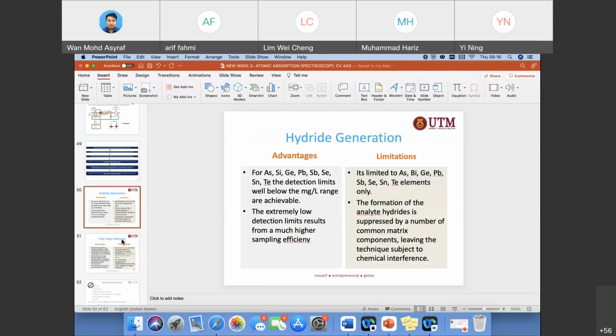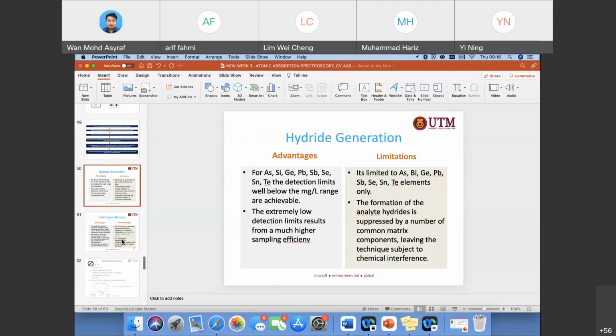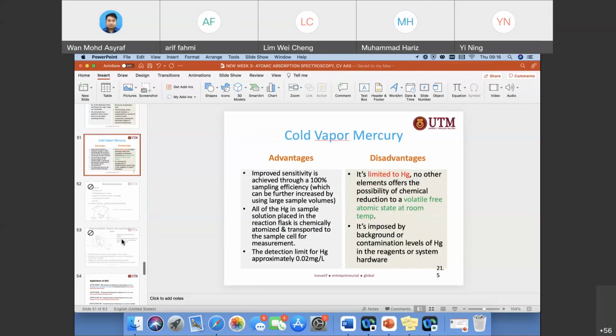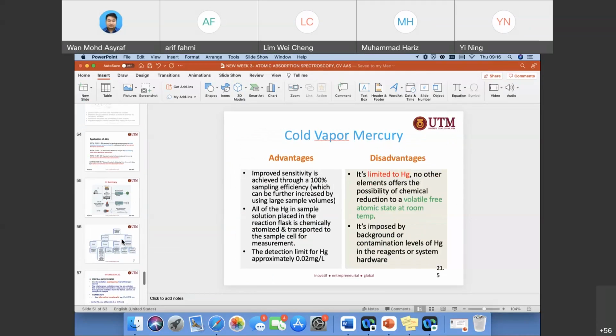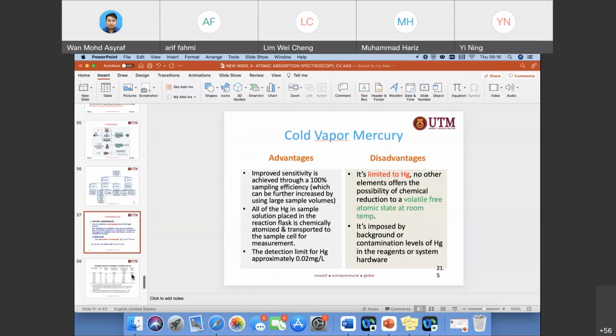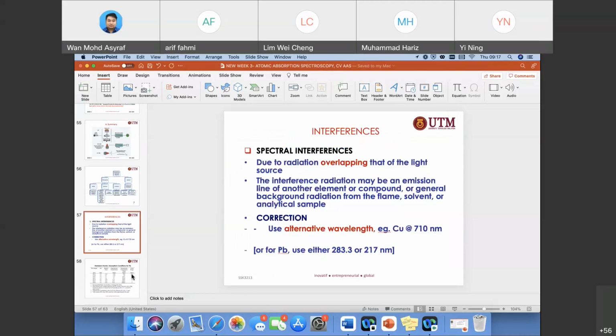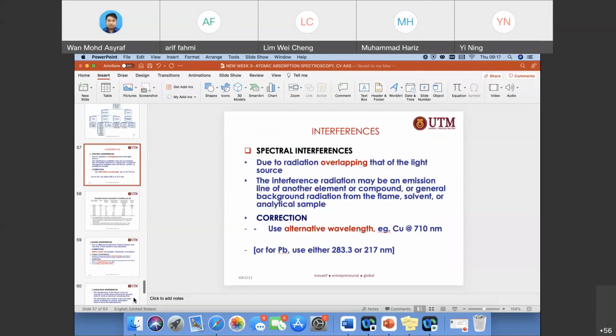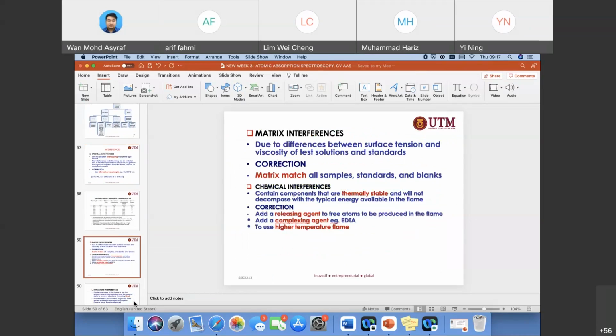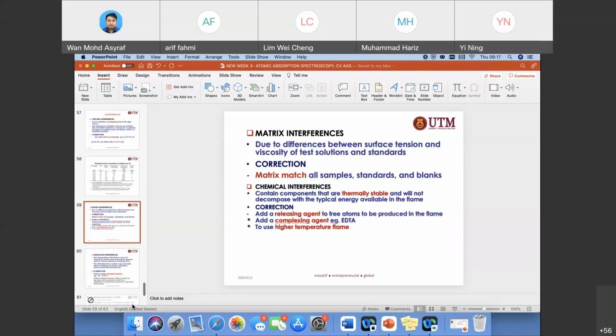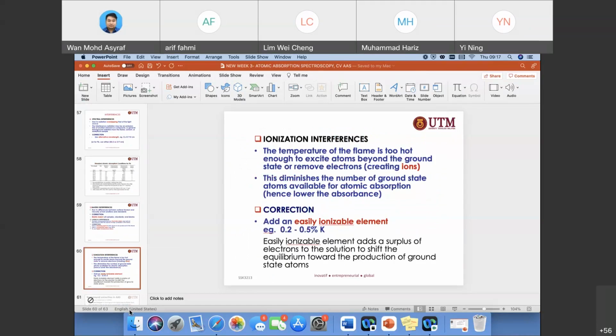All right, so what are the advantages and the limitations of both hydride generation and cold vapor mercury? Okay, all right. So also we have looked into the spectral interferences, and how we are going to correct them. We have looked into the matrix interferences and chemical interferences, and lastly, we have looked into the ionization interferences.